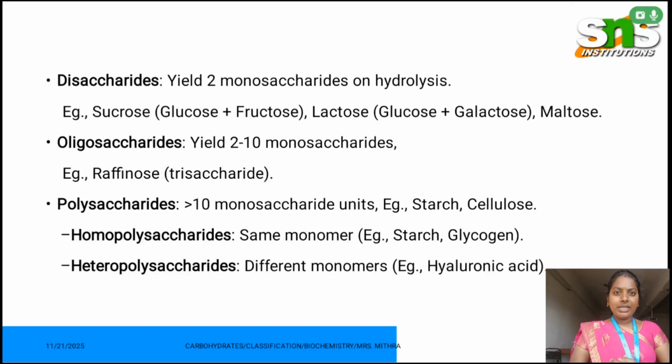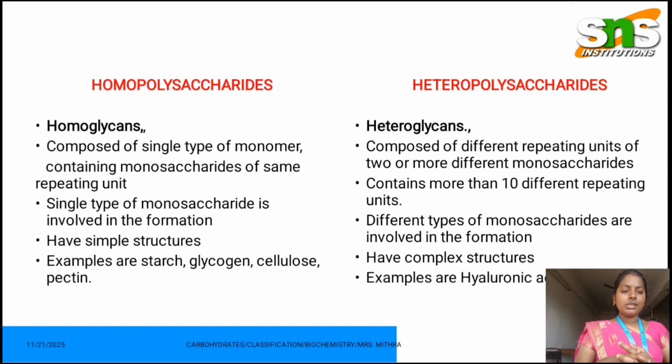So homopolysaccharides consist of the same monomer, that is starch and glycogen, and heteropolysaccharides consist of different monomers, for example hyaluronic acid. So this is the difference between homopolysaccharides and heteropolysaccharides. Homopolysaccharides are also called homoglycans and heteropolysaccharides are also called heteroglycans. Homo means same, hetero means different. So that is the major difference between these two.